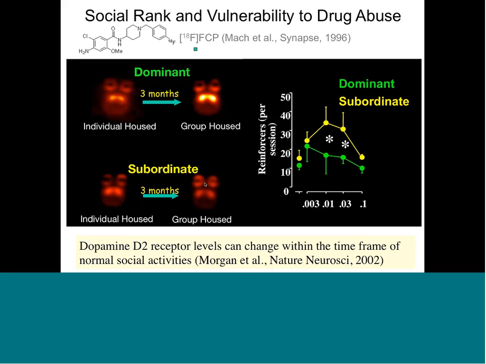So it shows that dopamine receptors can change within the time frame of normal social activities, which I find really pretty impressive, and I think certainly for treating drug abuse, it shows the importance of a social context relative to the effectiveness of drug abuse treatment.